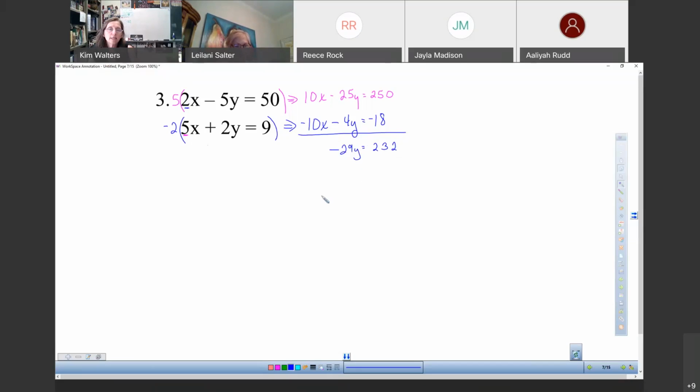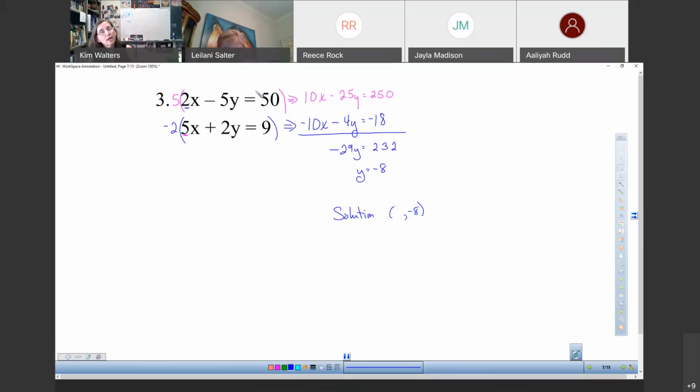Oh, yes. So when I divide both sides by negative 29, I get y is equal to -8. Watch those negative signs, okay? So y is equal to -8, right? So my solution, again, I found the y value. So the solution is something, -8.